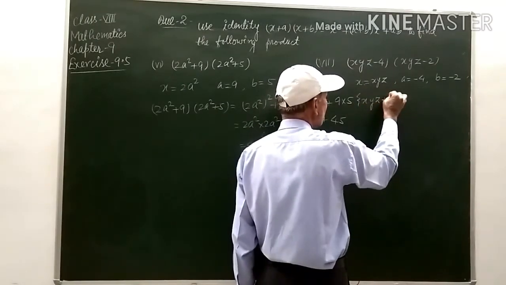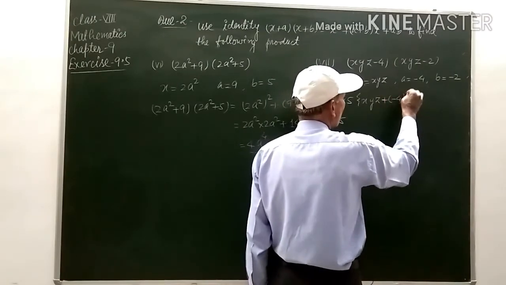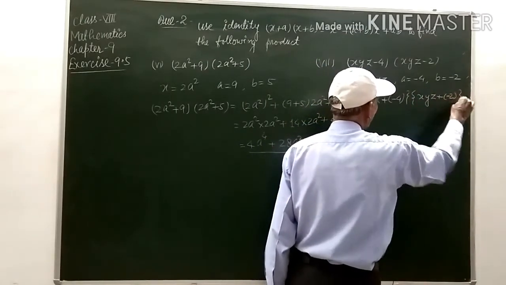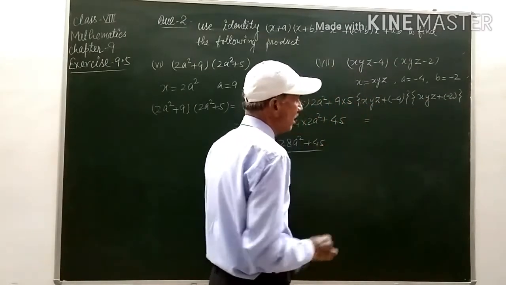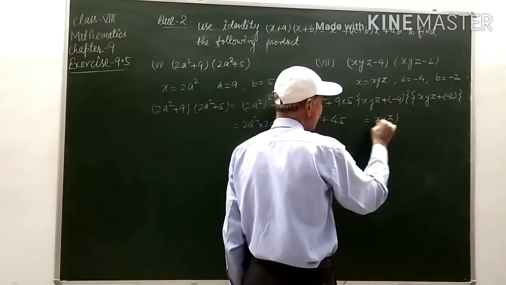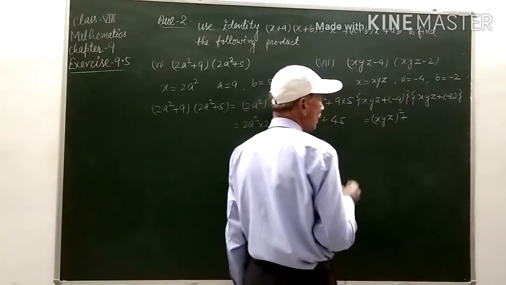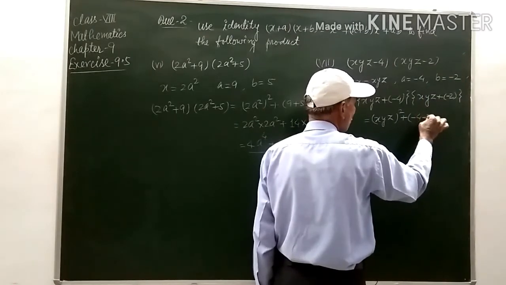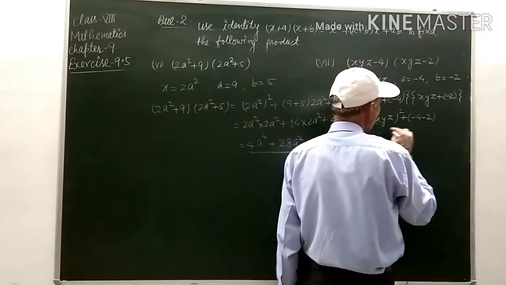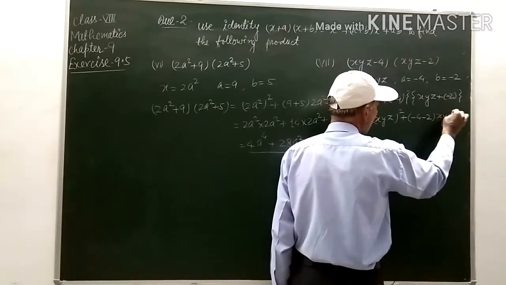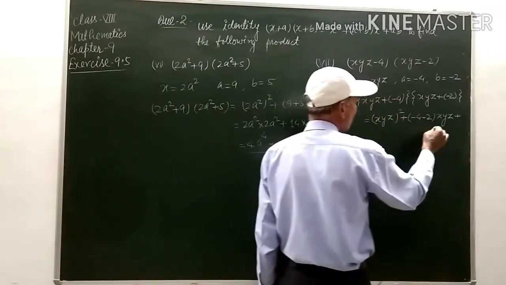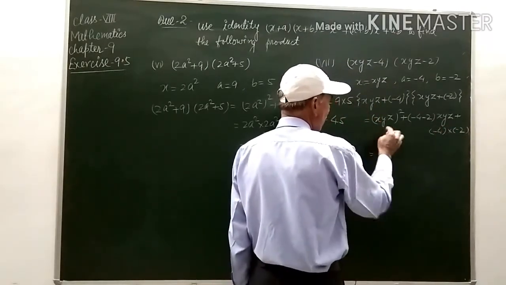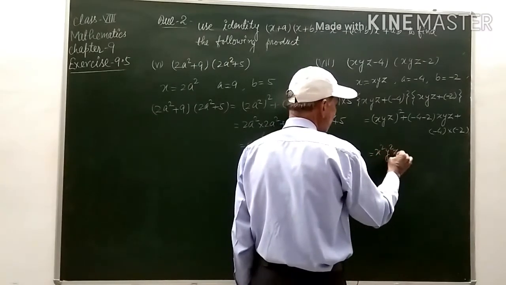Now expansion is that xyz plus -4 into xyz plus -2, clear, is equal to x square, means (xyz) square plus a plus b, a -4 and plus minus it will be -4 -2, that is xyz, plus a into b is -4 into -2, and that will be x square y square z square.